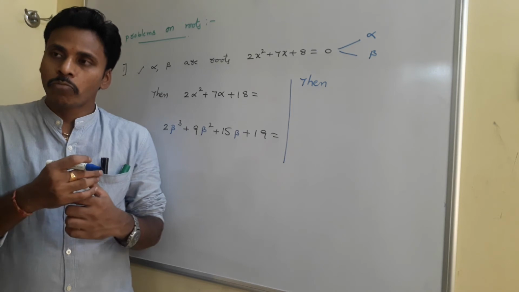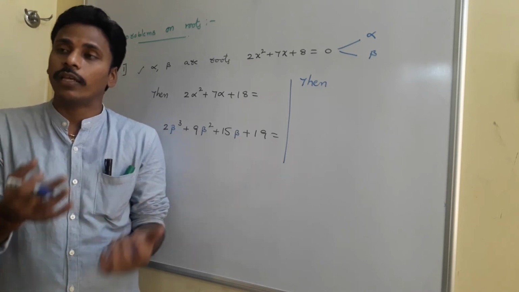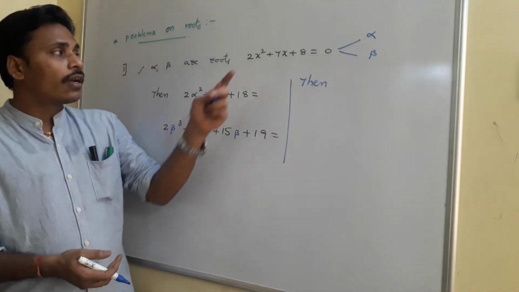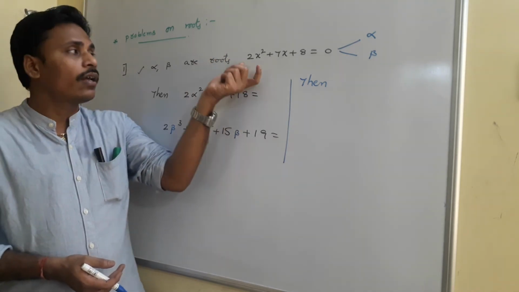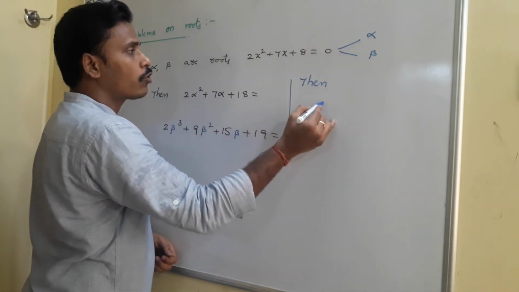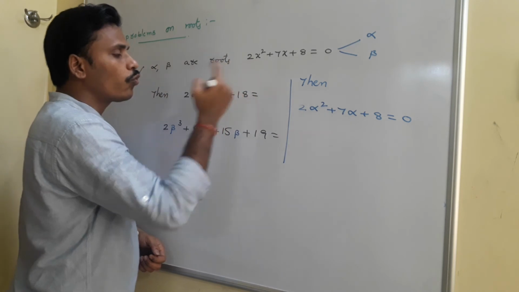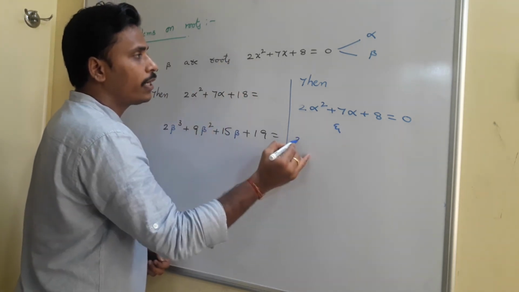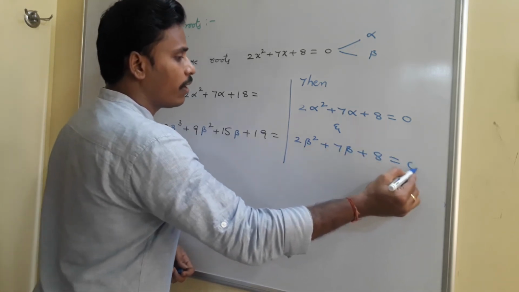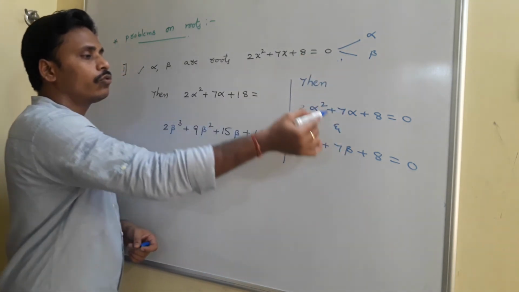If you replace that root in the place of x, surely it balances the equation, both left hand side and right hand side. And in another way, if alpha is a root, that means at x equals alpha, the value of this expression is 0. In the sense, since alpha is a root, if you replace alpha in the place of x, you will get that 2 alpha square plus 7 alpha plus 8 equals 0. Surely the root will satisfy the given equation. And since beta is also a root, we have this particular thing also, like 2 beta square plus 7 beta plus 8 equals 0. As per the definition of the root, we have these two relations.